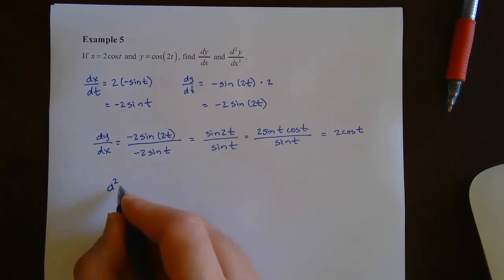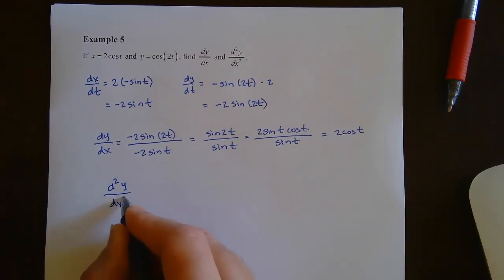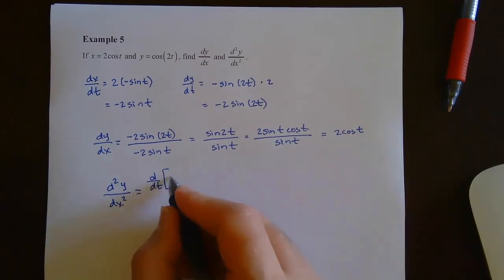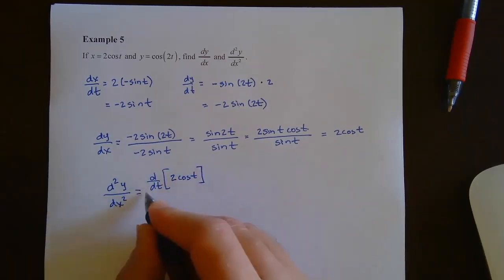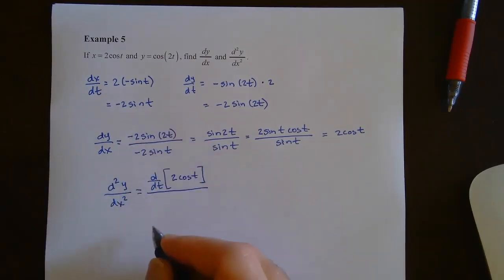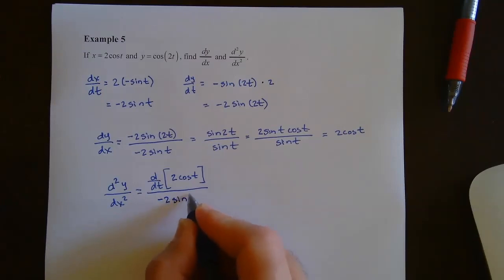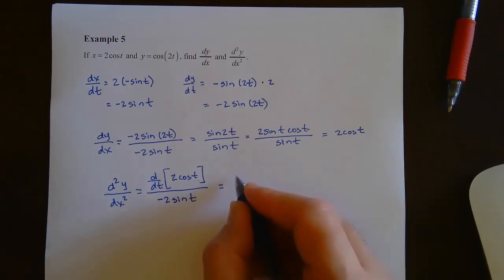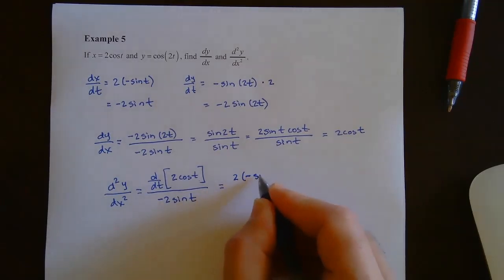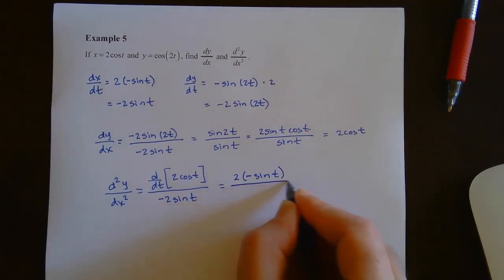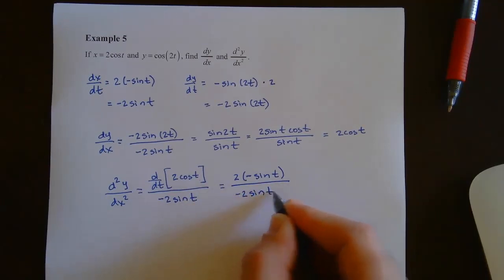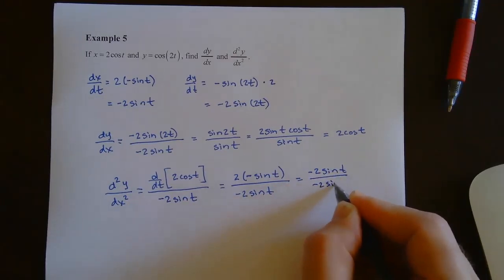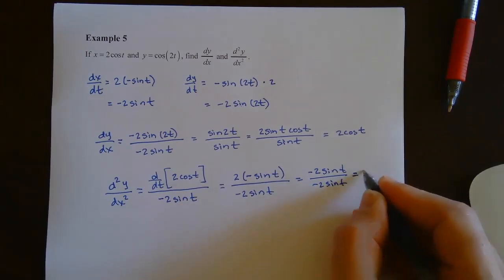So the second derivative of y with respect to x is going to be the derivative with respect to t of dy over dx, which is 2 cosine t, over dx over dt. And dx over dt is just this negative 2 sine t. So what's the derivative of 2 cosine t with respect to t? Well, it'd be 2 times negative sine of t over negative 2 sine of t. Well, heck, that'd be negative 2 sine t over negative 2 sine t. Those are identical, right? The second derivative is just 1.